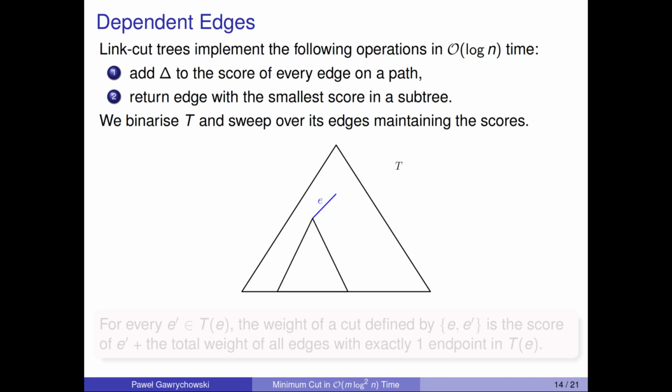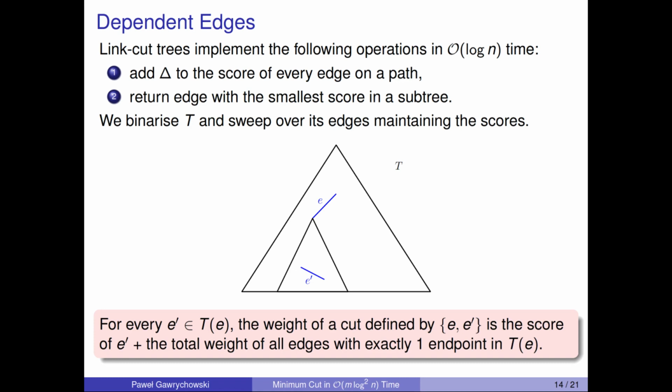And the idea is that when we encounter edge E, then we want the scores in the linked tree to be such that the following holds. For each edge E prime in the subtree of E, the weight of the cut defined by E and E prime is equal to the current score of E prime from the linked tree plus the total weight of all edges with exactly one endpoint in the subtree of E. And it turns out that you can maintain this invariant while sweeping over the edges. The number of updates to the linked tree will be 2 per edge of the graph, so O of m, and the number of queries will be 1 per edge of T, so O of m. So this is quite efficient.